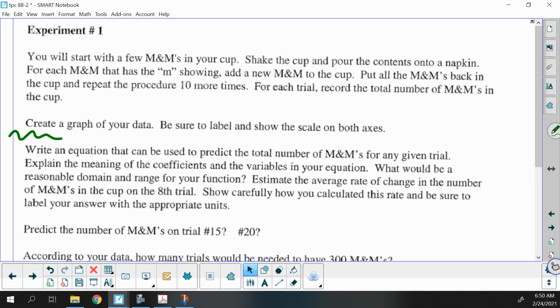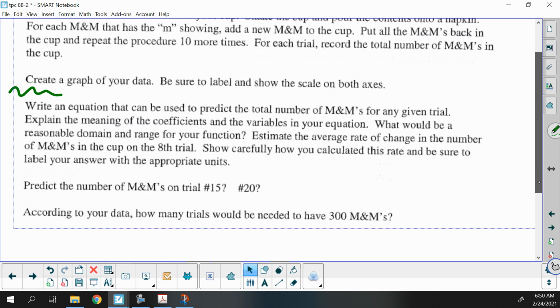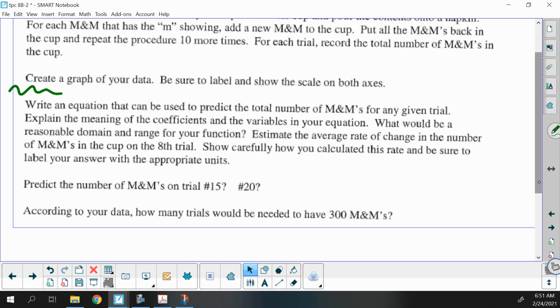Now, one of the tricky things for these is there's lots of different things it asks for. So we're going to go through and number each of those things, and I'd like you to number them in your packet too to make sure you don't miss out on them. You're going to be doing all of your work on a separate sheet of paper. So first we want to write an equation that can be used to predict the number of M&Ms. So let's number that 1. Explain the meaning of the coefficients and variables in your equation. So that's something you've got to do.